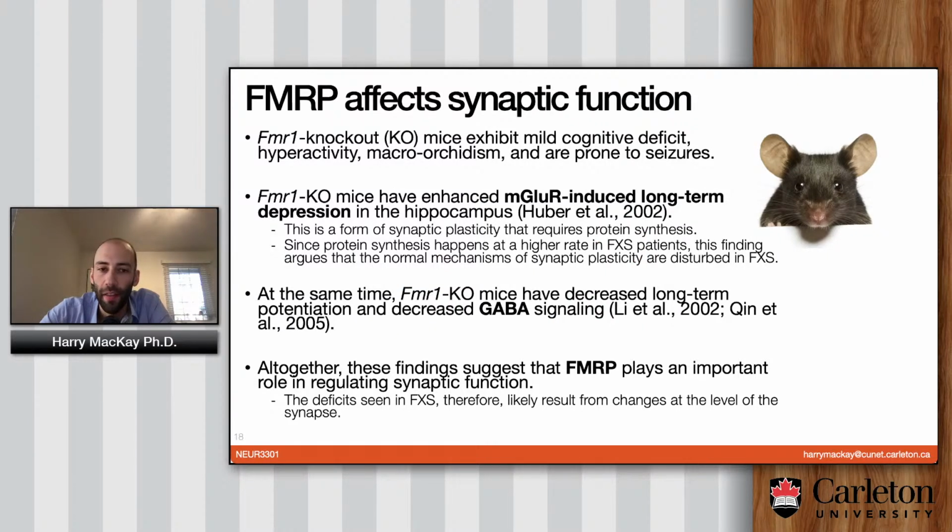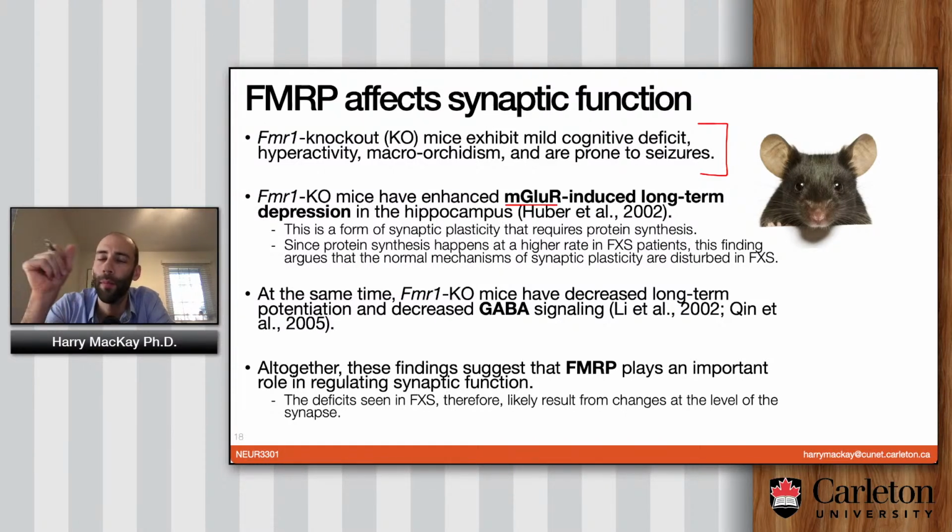So if you knock out the FMR1 gene in mice, you'll see a phenotype that is fairly reminiscent of Fragile X syndrome in humans. The FMR1 knockout mice have enhanced long-term depression induced by the metabotropic glutamate receptors. I'm assuming that you must have heard about metabotropic glutamate receptors in another class.